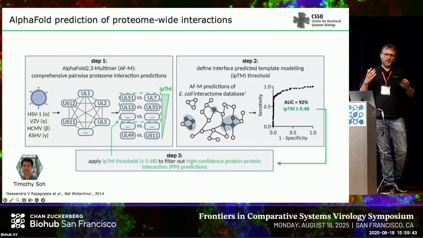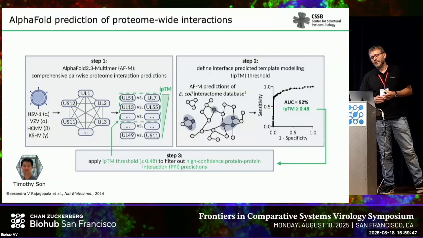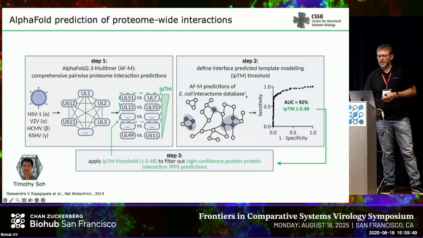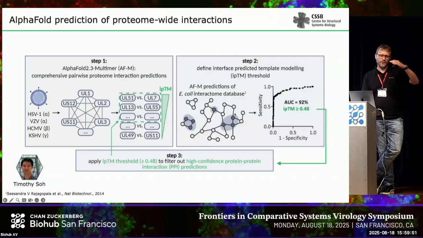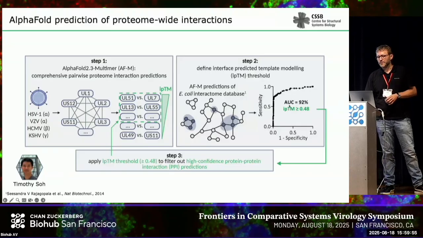And so that gives us a long list of predictions, and we basically scored them by IPTM. We used a yeast two-hybrid data set to figure out a lower threshold for the IPTM. I can go into detail in a personal discussion if you like. And then basically determine the cutoff.